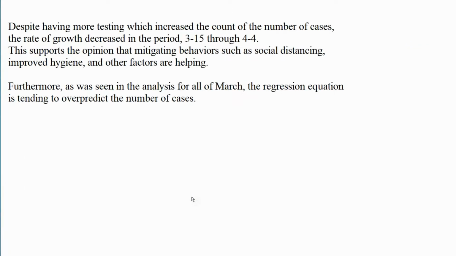circumstance. So we see that despite having more testing, which would increase the count in the number of cases, the rate of growth decreased in the period 3/15 through 4/4. And that supports the opinion that mitigating behaviors such as social distancing, improved hygiene, and other factors are helping. Furthermore, as we saw in the analysis for all of March, the regression equation is tending to overpredict the number of cases. That's also true in the analysis from 3/15 through 4/4.